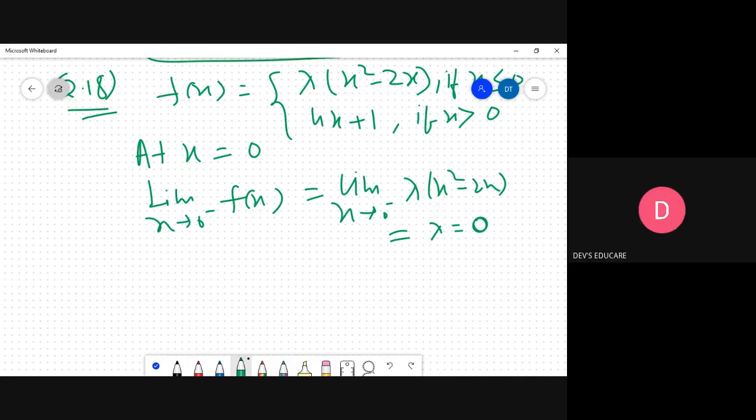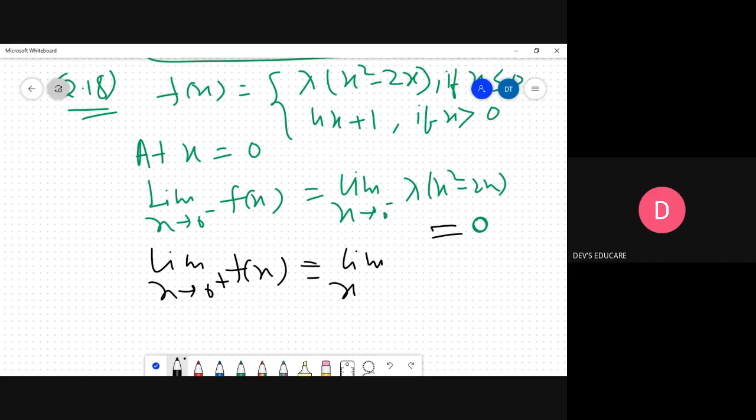So lambda equals to 0, no. Actually the value is 0. Now limit x tends to 0 plus f(x) equals limit x tends to 0 plus 4x plus 1, so this will be 1. So we see that LHL does not equal RHL.